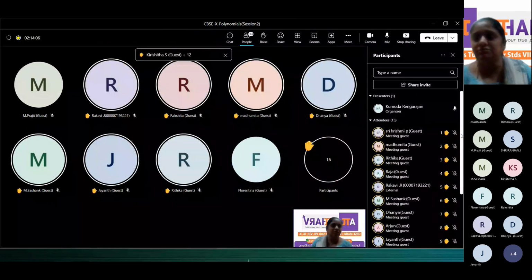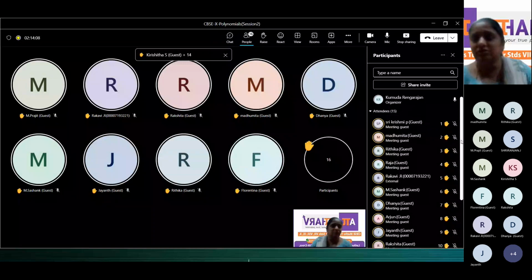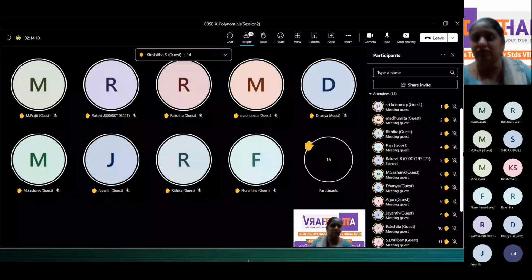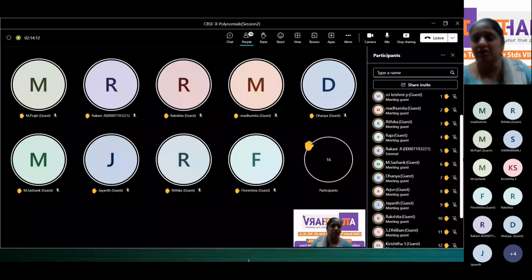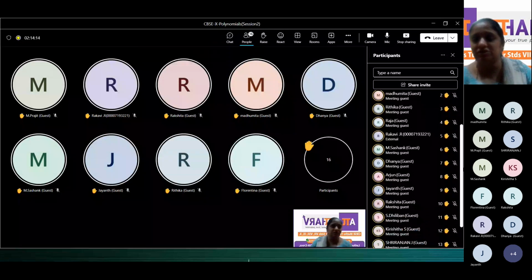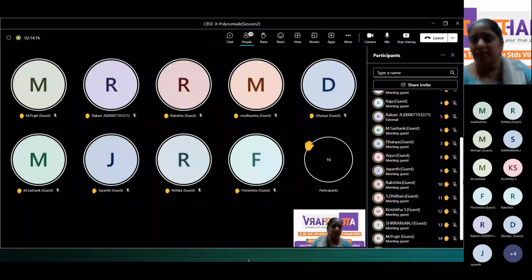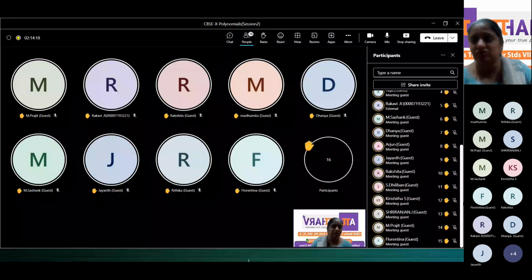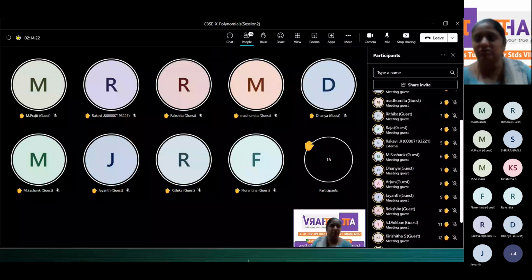Shri Krishni, Madhumita, Ritika, Raja, Raghavi, Sashank, Danya, Arjun, Jayant, Rakshita, Dileepan, Krishita, Sri Ranjan, Prajit, and Florentina. Somebody is missing again today.